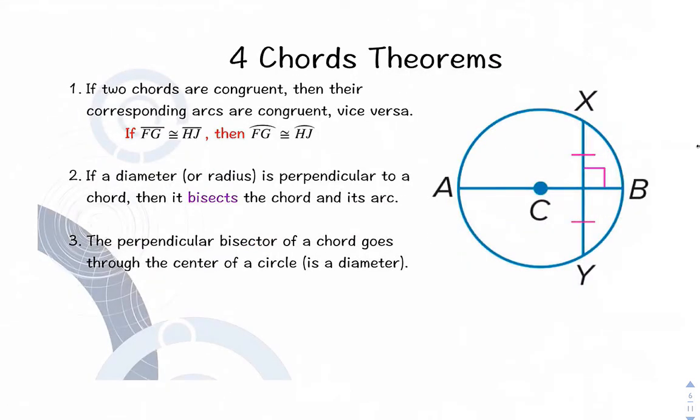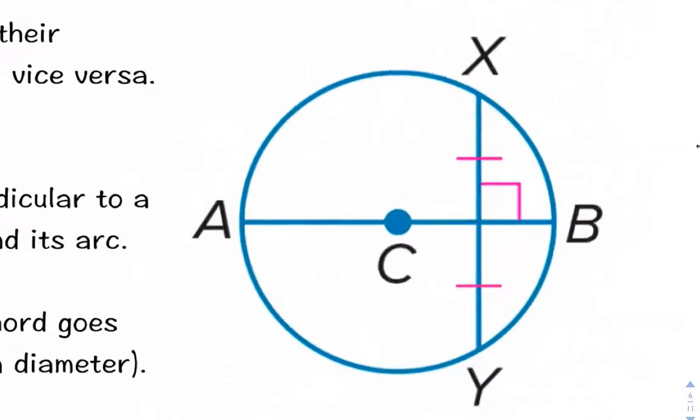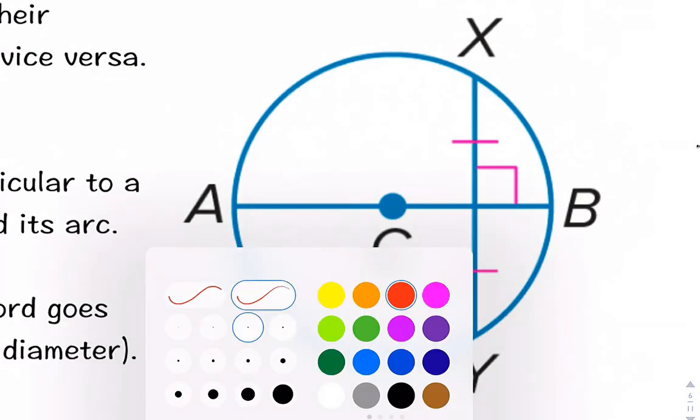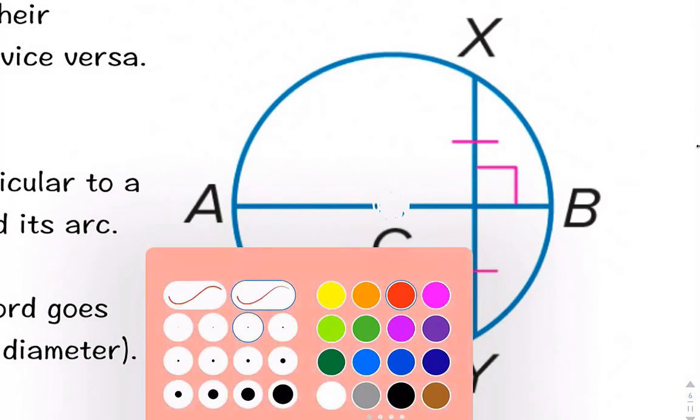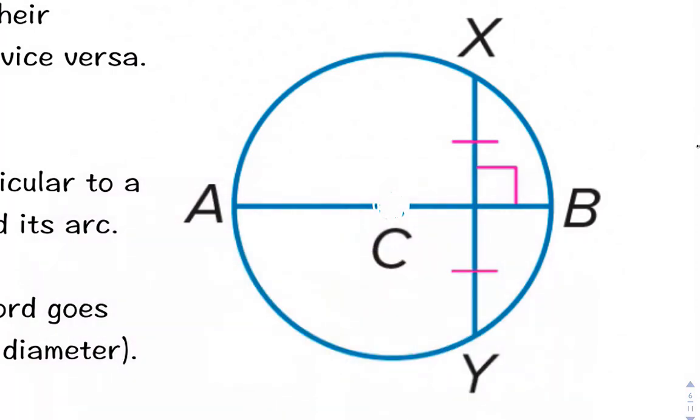The perpendicular bisector of a chord goes through the center of a circle, so therefore it's a diameter. So what that tells us is, let's say I get rid of this center and I didn't know that this was the center. If I have two chords, chord AB and chord XY, and they are perpendicular to each other and AB bisects XY, so these two segments are congruent, then I know for a fact that AB is a diameter and it goes through the center C.